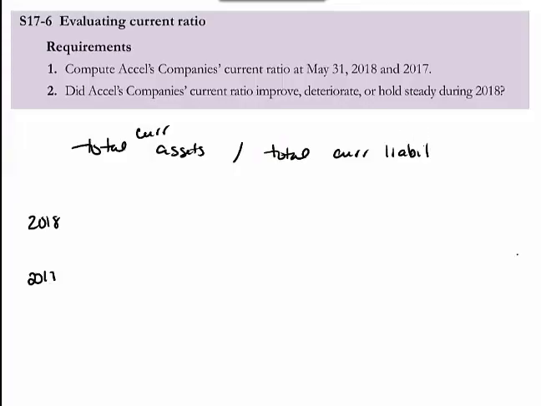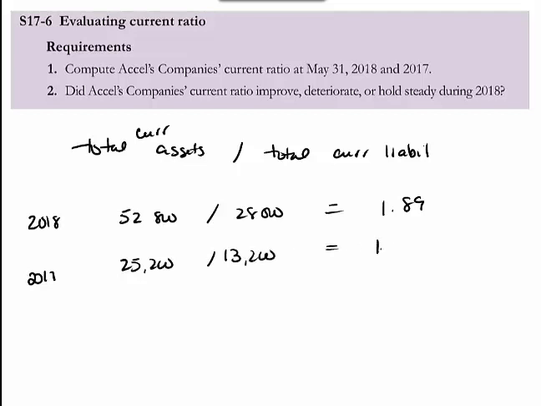So we've got 52,800 divided by 28,000 equals 1.89. And then we've got 25,200 divided by 13,200, which gives us 1.91. So with this ratio, they're pretty much holding steady here. Both of those are basically 1.9, so that really hasn't changed that much.